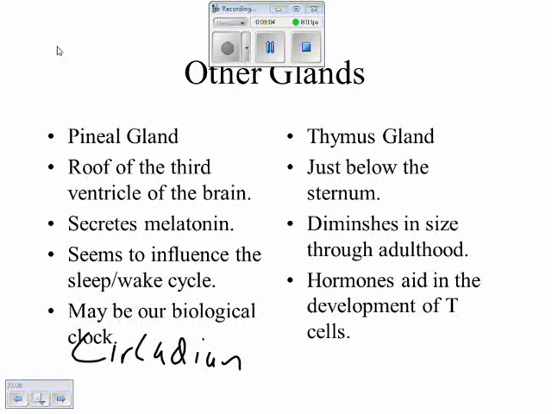The other gland I want to mention is the thymus gland, which is just below your sternum in your chest. As you get older, it tends to diminish in size, it shrinks. The hormones from the thymus gland seem to cause your T cells, your T lymphocytes, to mature and to get ready to fight disease. Things like your cytotoxic T cells.